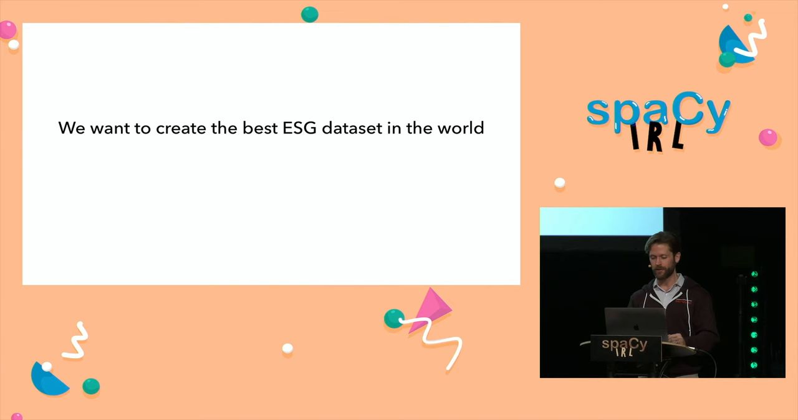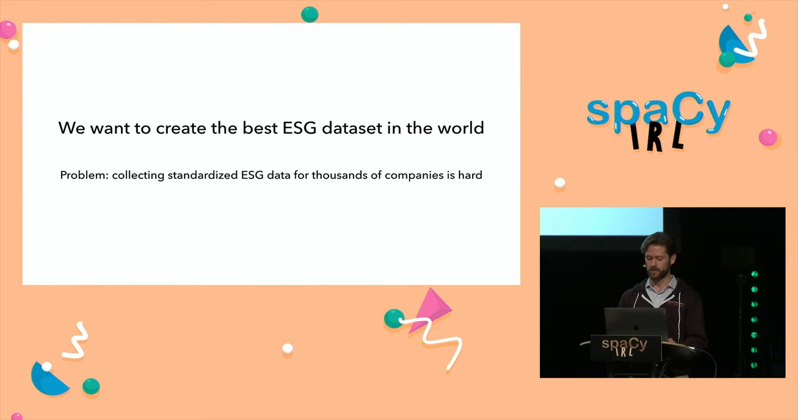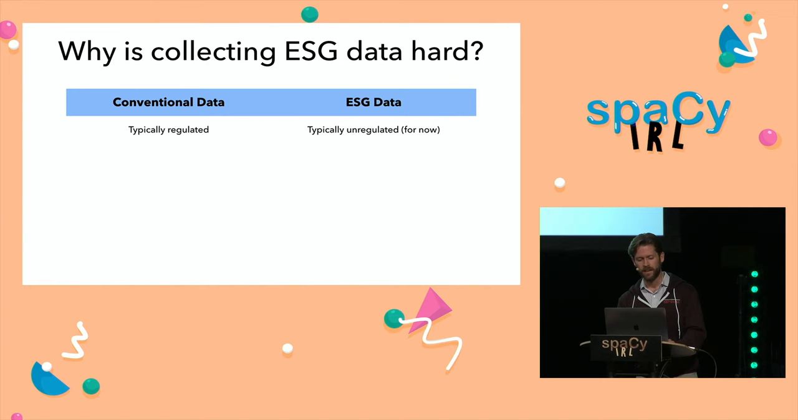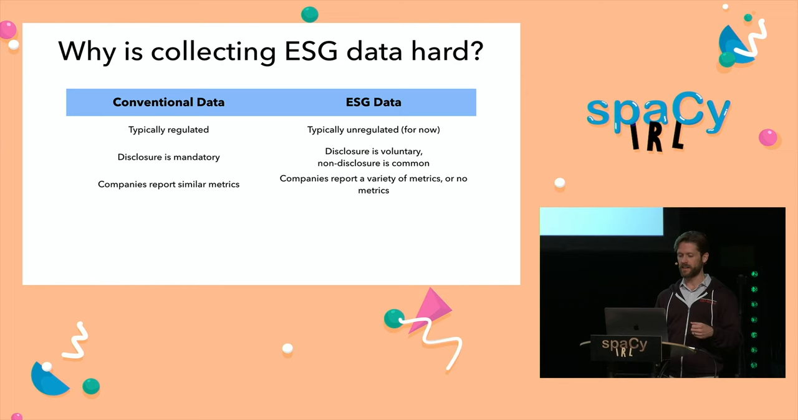And the problem is that collecting standardized ESG data across thousands of companies is really hard, and potentially harder than conventional financial performance metrics. So digging in there a little bit, conventional data is typically regulated and ESG data is typically not, at least not yet. Disclosure is mandatory for conventional data. In ESG data, non-disclosure is common. Companies report similar metrics for conventional data. In ESG data, companies report a variety of metrics or no metrics at all.